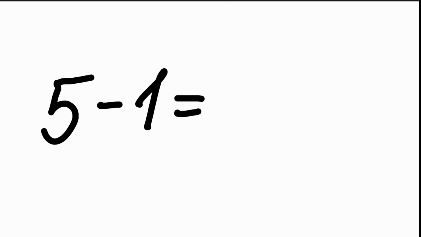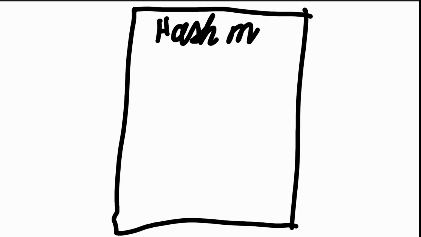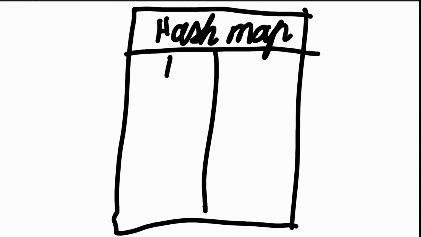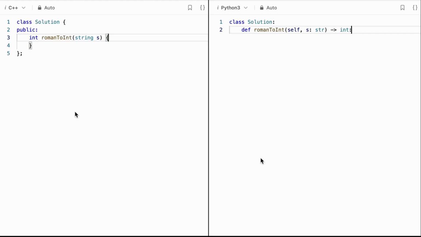which results to 4. Luckily for us, in math, it doesn't matter in which order you do subtraction and addition, so we can just subtract the number if it goes before a greater number and add the number if it goes before a lesser number, which makes our task quite a bit simpler. Another trick we will use is a hash map. We can map each Roman number to a corresponding Arabic number, which will save us from big if statements and clutter in our code. Now, let's go and implement our solution.